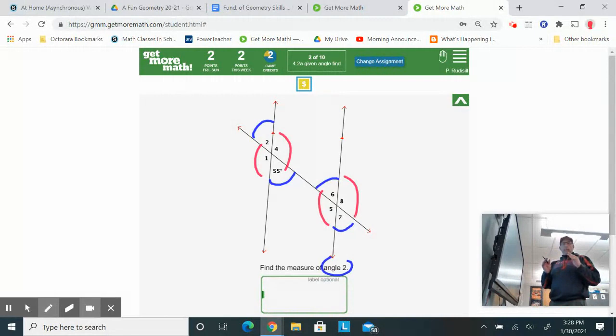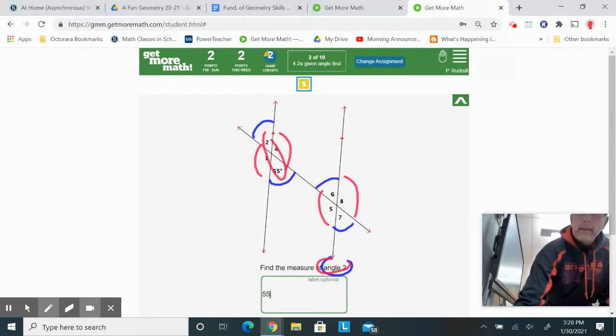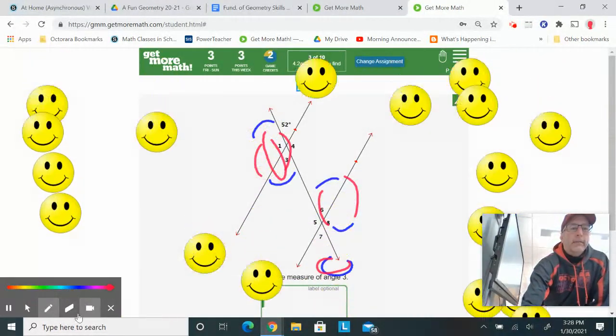So you just got to remember what vertical angles look like, and they're going to be congruent, which means they have the same measure. So angle 2 will have the same measure as the 55-degree angle. Tap it in, hit enter, and that's how you do those problems.